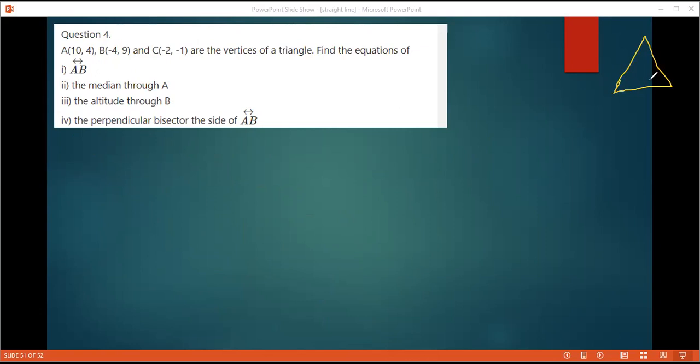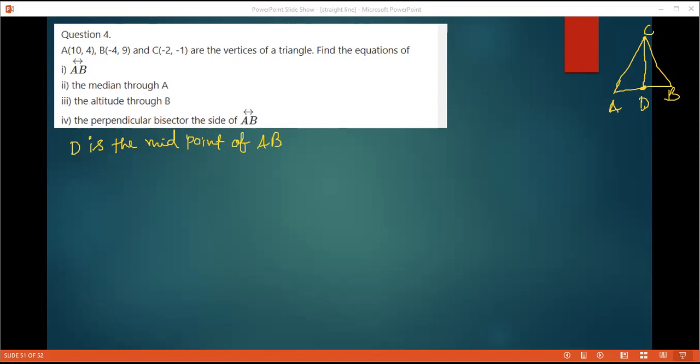Median is the line joining from the vertex to the midpoint of the opposite side. This is the midpoint, right? So if ABC is the triangle, CD is the median. This is passing through the midpoint of the line AB. So here D is the midpoint of AB. Then what do you say?